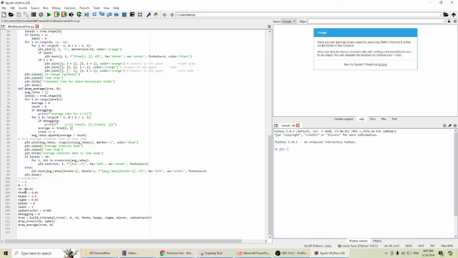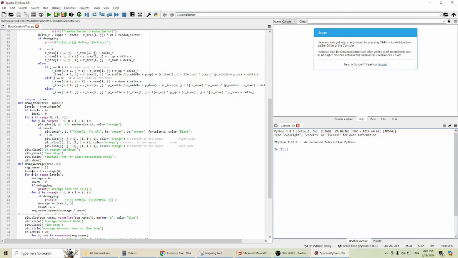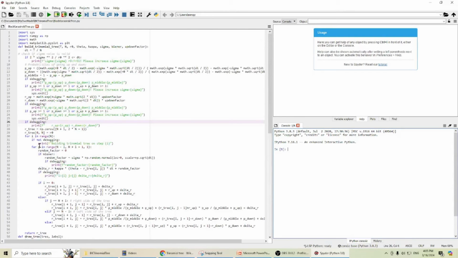And the interest rate will start from 0.05. Theta is the mean reversion level. I put 0.06 here. For kappa, it's the reversion speed. I put 2.8 here. For sigma, it's the volatility. I put 0.02 here. And if I put 0 to this Wiener process, you can see here in the formula, Wiener is here.